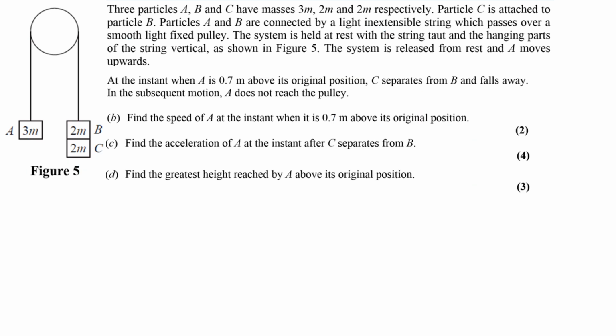Now having a look at part B in this question, because we're given some further information that when A has been moving 0.7 meters, C separates from B and falls away. So we're going to lose C, and because the mass on the B side is now less, this whole system is going to change. Because there's more mass on the A side, the whole system is going to go in the opposite direction. But because A is already moving, it's going to slow down and continue to move up before it then starts to move back down. So the system's going to change, and we're going to need to work out some new equations of motion.